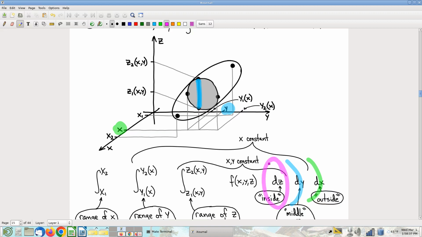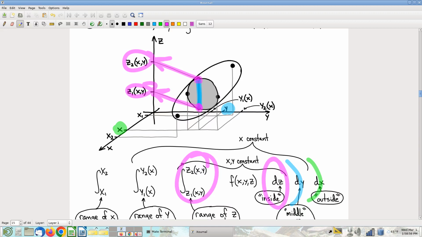What do z slices look like? Well, they're just points. Where do they start? Well, here's the first z slice, which gives me my lower z bound. Here's my last z slice. It gives me my upper z bound. And then I'm done.